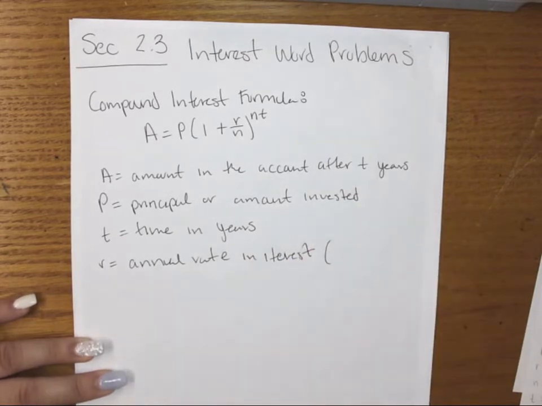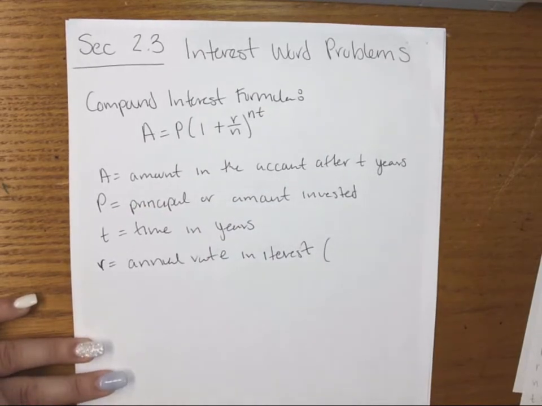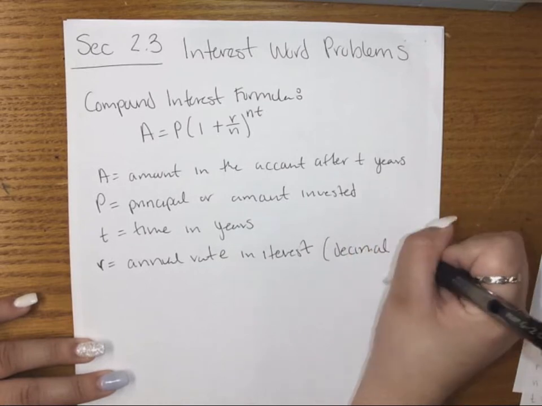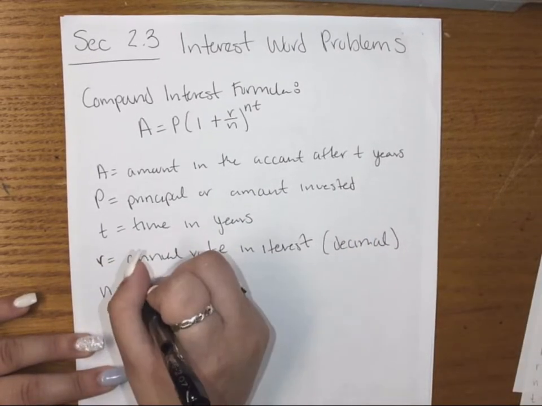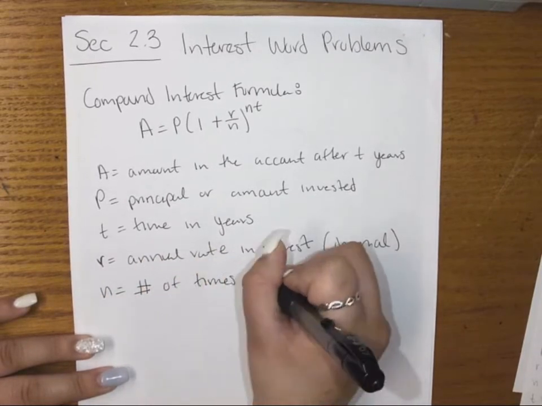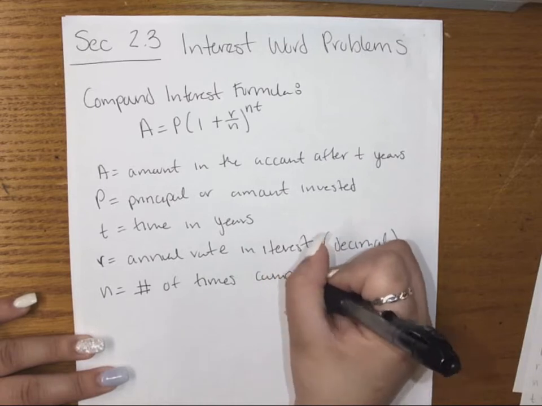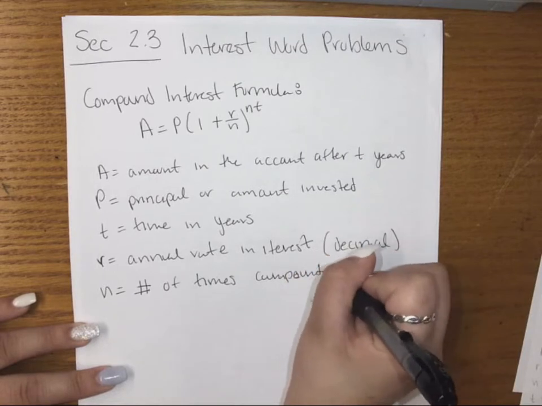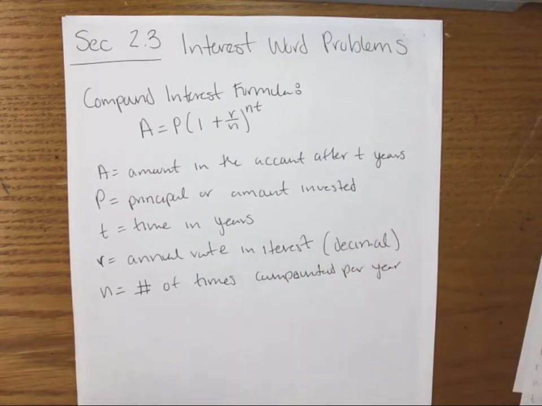And all the time, when we're plugging in our R, our rate, we need to show it in a decimal format. And finally, N represents the number of times compounded per year.